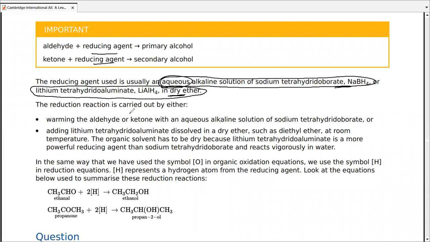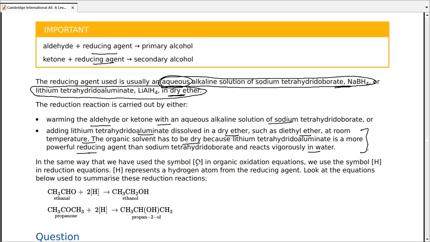Moving on, the reduction reaction is carried out either by warming the aldehyde or the ketone with NaBH4, or you can add LiAlH4 dissolved in dry ether, such as diethyl ether, at room temperature. The organic solvent has to be dry because LiAlH4 is a more powerful reducing agent than NaBH4 and reacts vigorously in water. This gives us the idea of why the difference in conditions, and this piece of information has been manipulated in past papers towards answers.